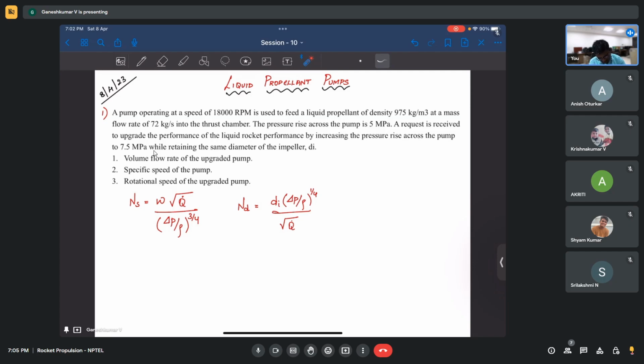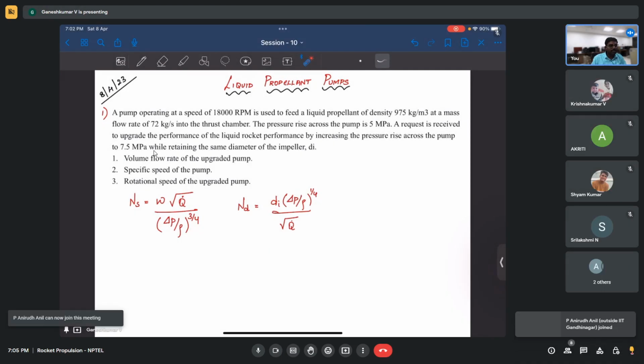So let's quickly write the given data, and here we have a definition for specific speed and specific diameter, and you all know how it comes. It comes from the Buckingham Pi theorem, right? So from there we derive it, and we get the specific speed and specific diameter relations. All right. So let's quickly write it down.